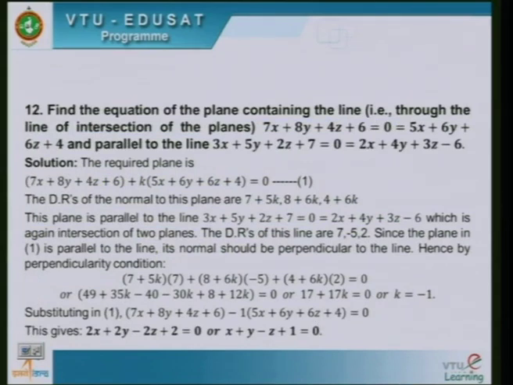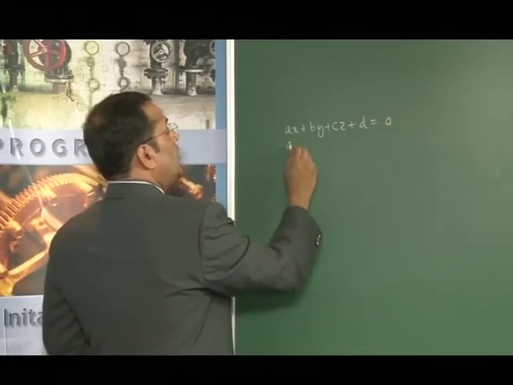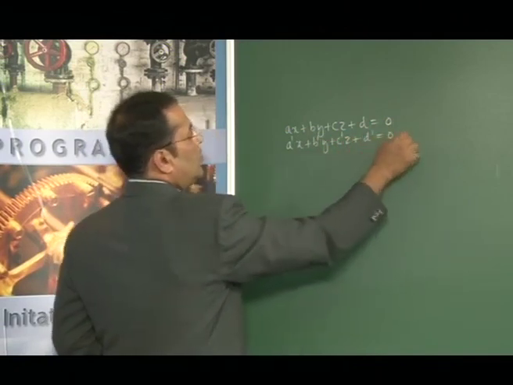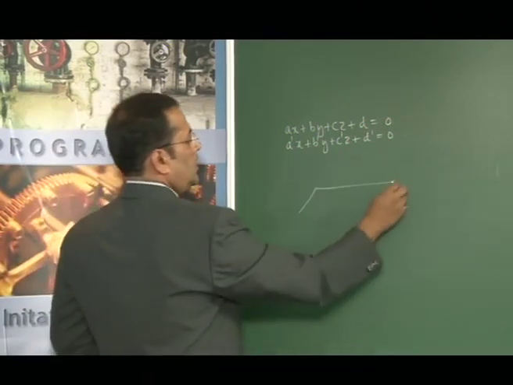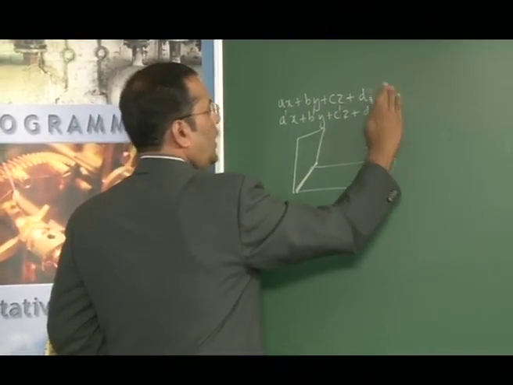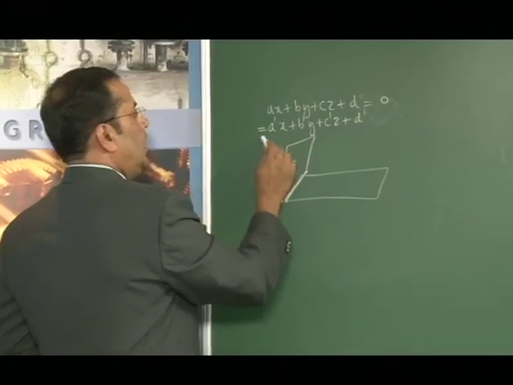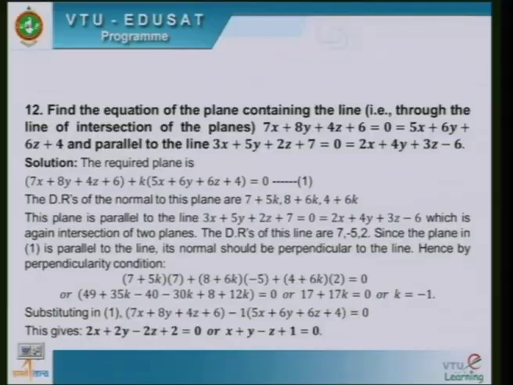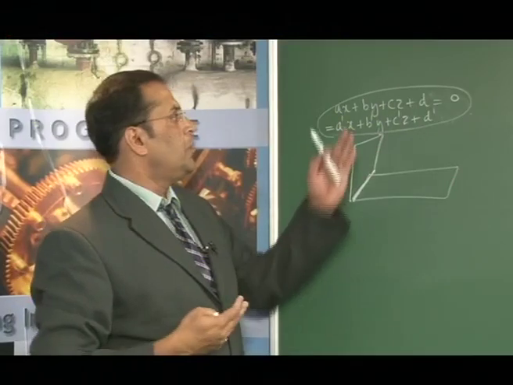Now, two planes intersect in a straight line. So, if I have two planes like this, ax plus by plus cz plus d equal to 0, and another plane a dash x plus b dash y plus c dash z plus d dash equal to 0, these two planes always intersect along a straight line. So, this is the line. If you write them together like this with a common zero, then this represents the equation of a straight line, right. Write them individually, they become planes, but take them together, it represents the line.